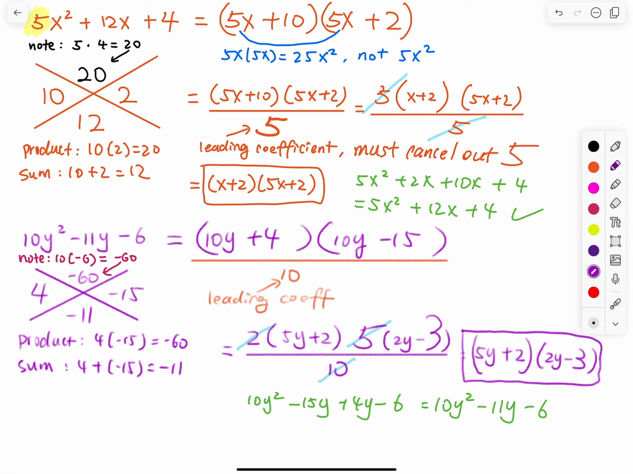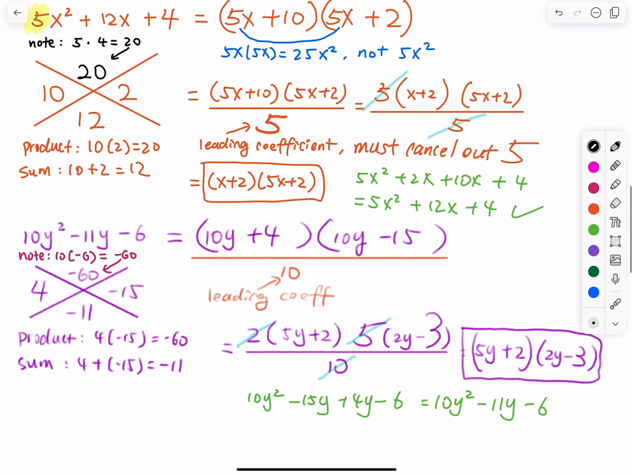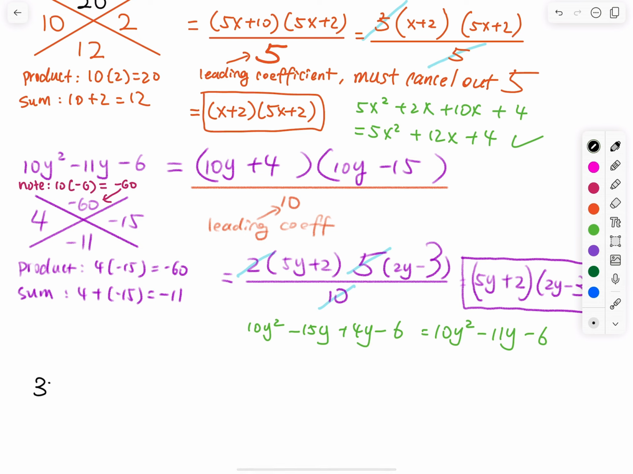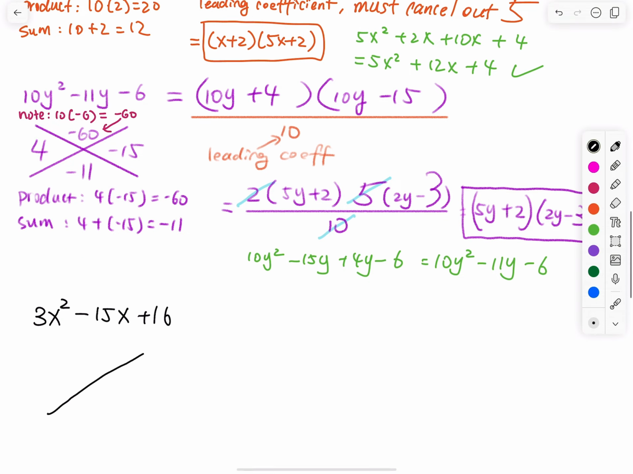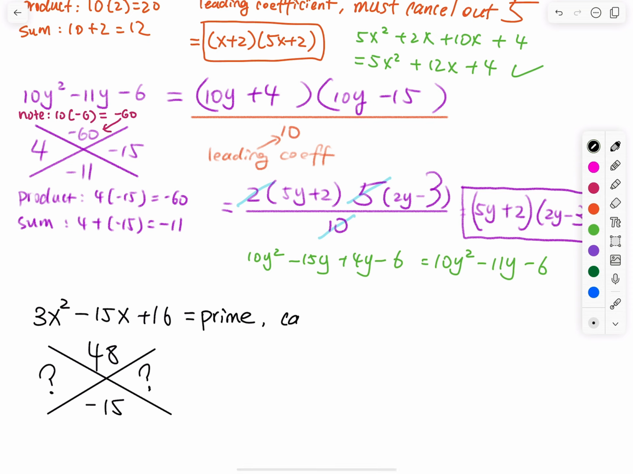Can we have a trinomial that cannot be factored? Of course. Let's try one. So the next one is 3x squared minus 15x plus 16. So that one we use the diamond method. 3 times 16 is 48. Negative 15. So that one, what are these two numbers? You can't find such numbers. So that means this is prime. Prime means the trinomial cannot be factored. That's it. Cannot be factored.